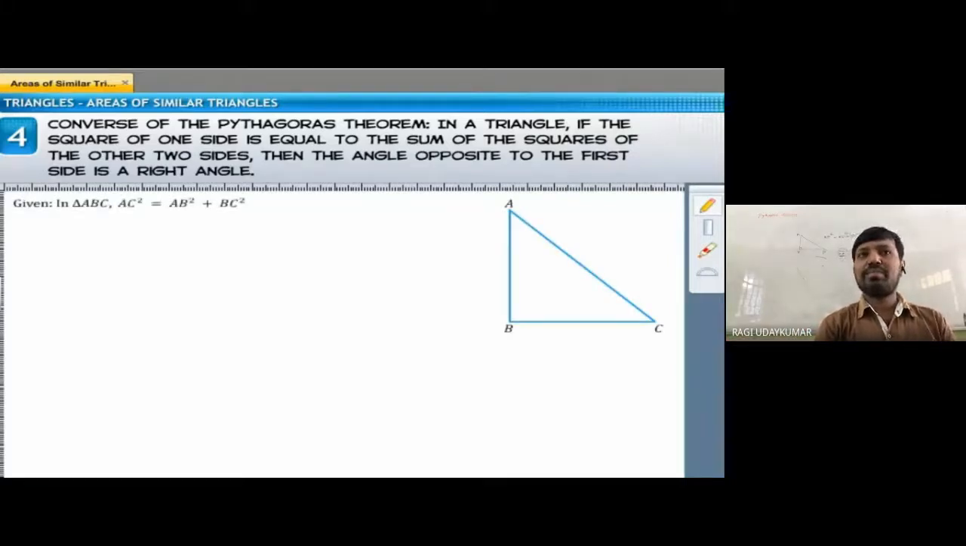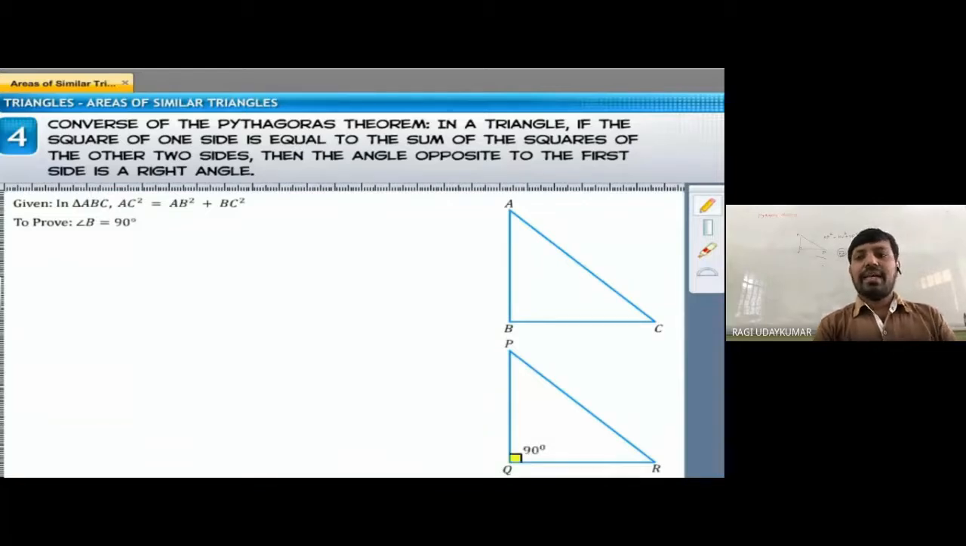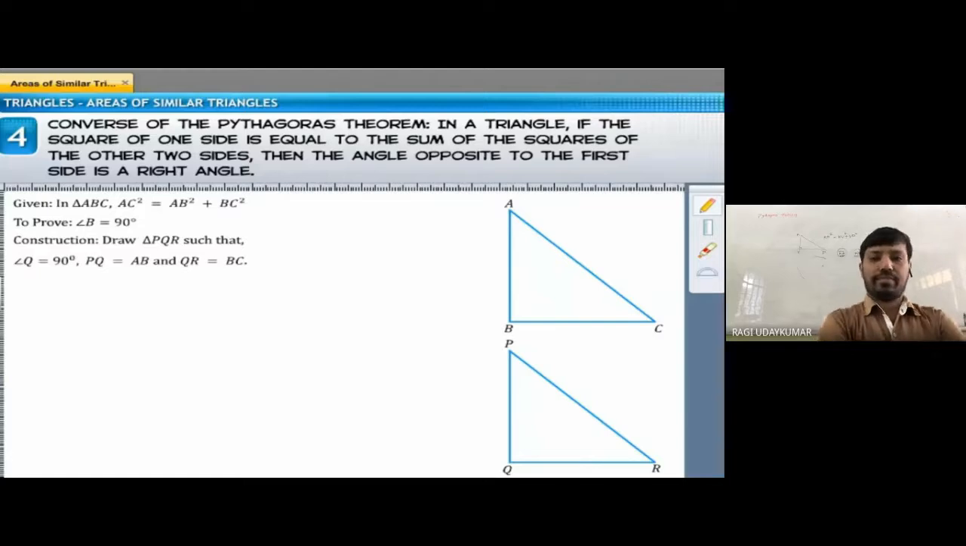So here it is triangle ABC. It is not given that B is 90 degrees. It is given that AC square equals AB square plus BC square. We need to prove that angle B is 90 degrees. Let us take one triangle PQR in which angle Q is 90 degrees, with PQ equal to AB and QR equal to BC.